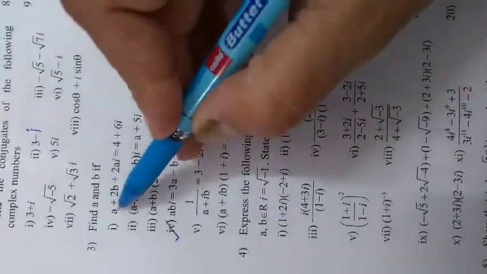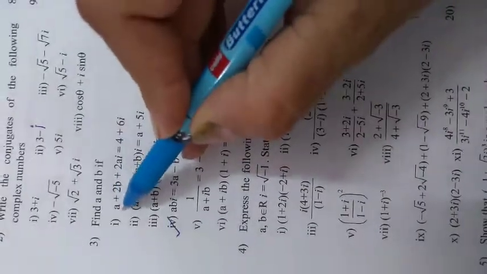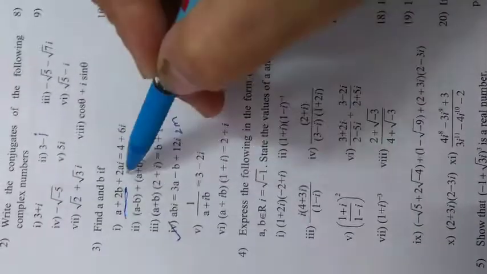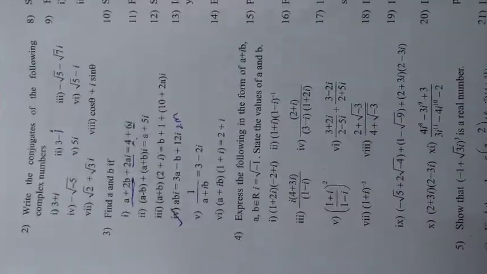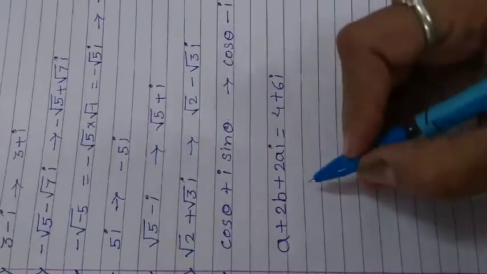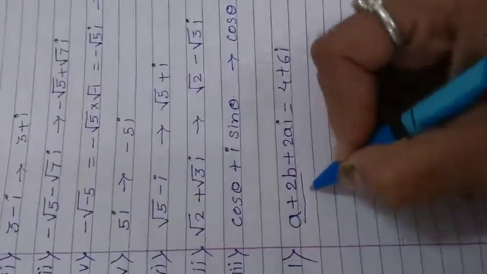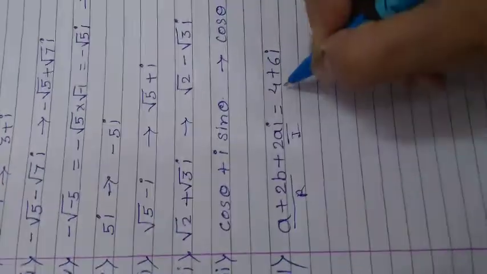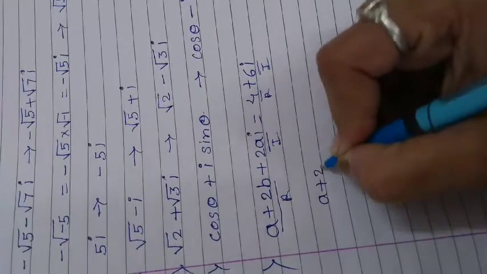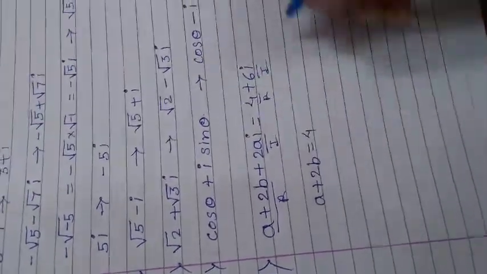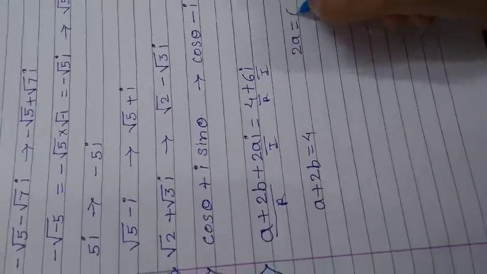Now see, here A plus 2B is not having I, means this complete term is the real part and 2AI is the imaginary part. And here this is real and this is imaginary. So we will equate real part with real part and imaginary part with imaginary part. Now see the steps. So see this. This is real part and this is imaginary. Here this is real and this is imaginary. So equate A plus 2B is equal to 4 and 2A is equal to 6.